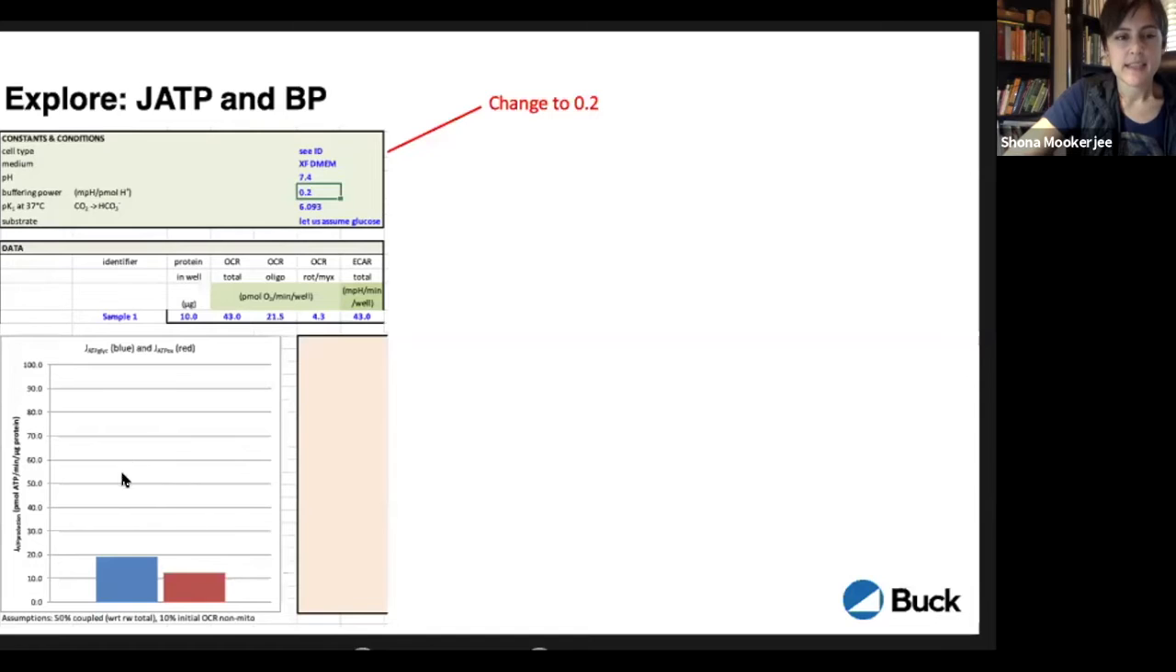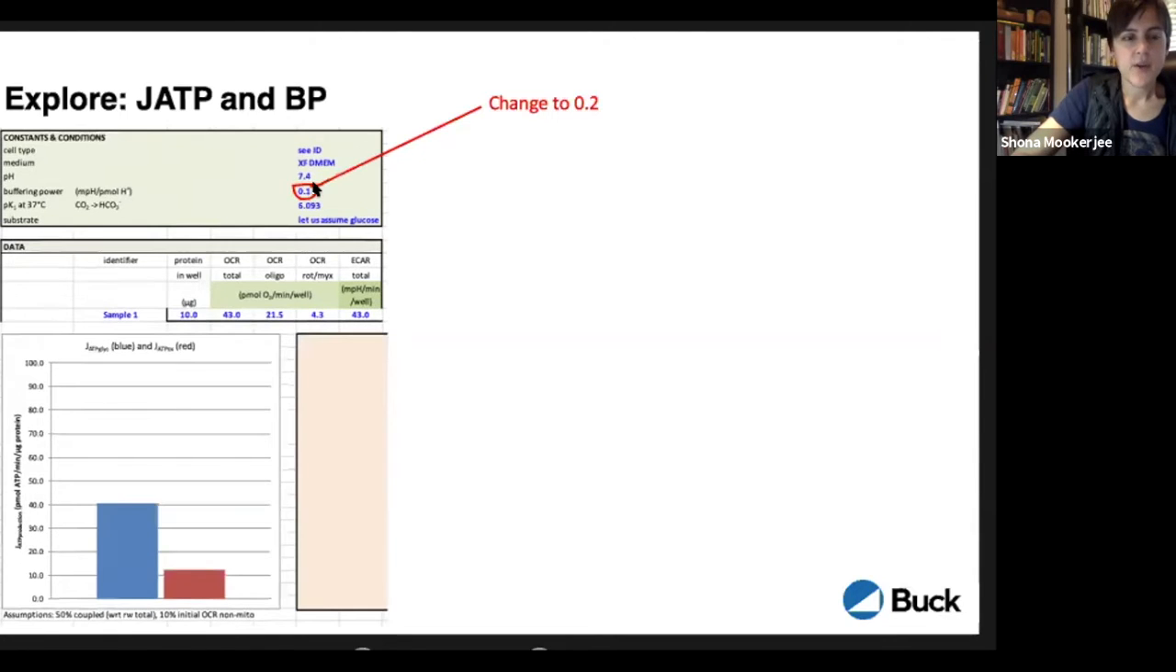And what that means is that your measured rate of glycolysis is actually slower, which explains why the rate goes down when you weaken the buffering power of the medium. But the other thing to note is how much it changes.